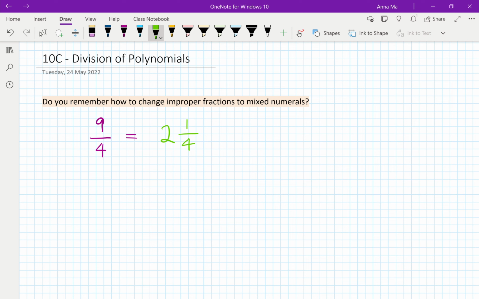Now, the 2 1/4 means we add them together, right? It's 2 as well as 1/4. That's basically how to change improper fractions to mixed numerals, but it's just a division. You're trying to divide 9 by 4. So if you replace them with polynomials, it's pretty much the same thing.